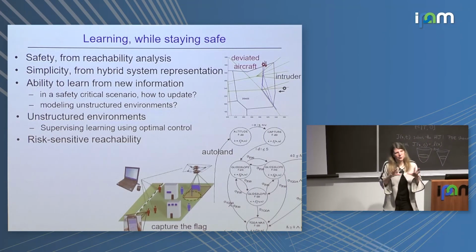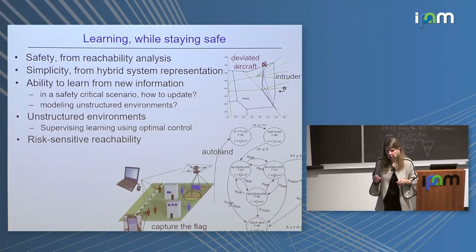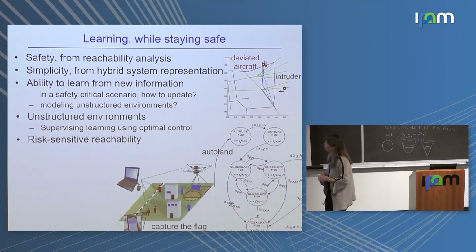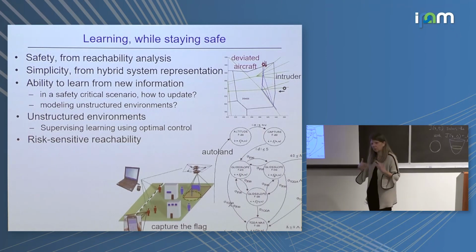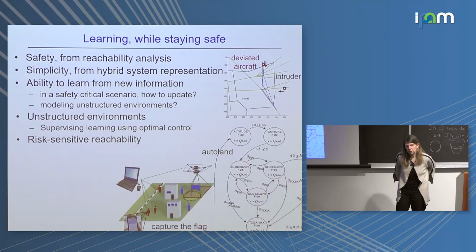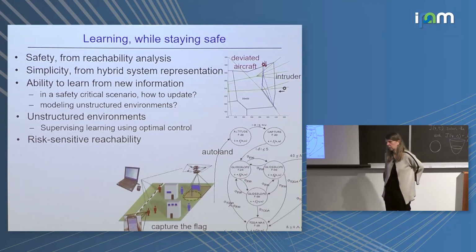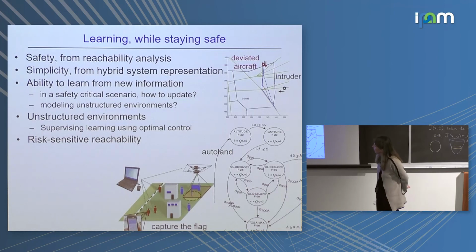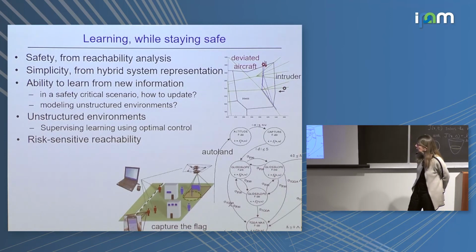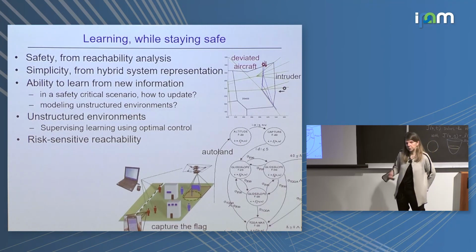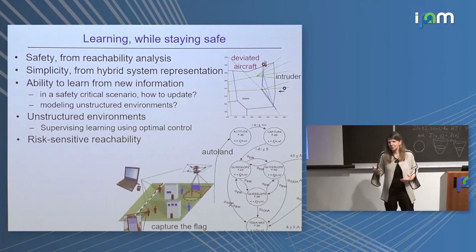The tutorial has been based on a dynamics and control perspective of level set methods and using them for reachable set computation. In this last part of the tutorial, I've focused more on current work incorporating machine learning, in particular in unstructured environments, into this framework. We talked about safety from reachability analysis and also simplicity from a hybrid system representation. We talked about one paradigm for the ability to learn from new information, the safe learning paradigm, which assumed fairly gentle disturbances, even though they were big fans.